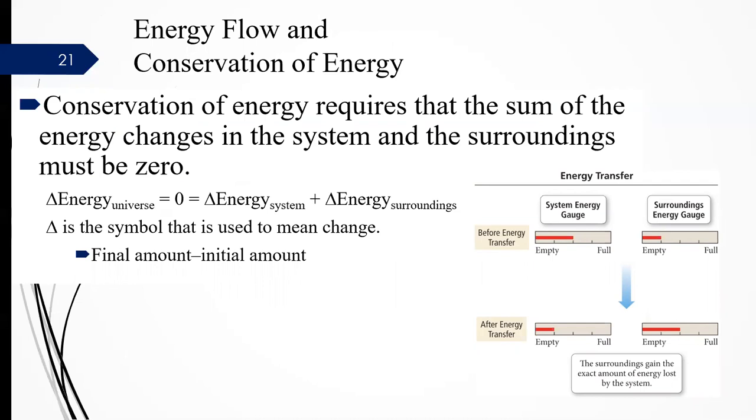is 0. And so the idea behind that is that anything that we put in for the system, we find in the surroundings. Anything that got taken from your surroundings ended up in your system. And so this delta sign is used often in thermodynamics because it's the symbol that means change. So the change of the energy of the universe is 0. We don't create any, we don't lose any. And the reason why we use the change sign is because that's going to be the final amount minus your initial amount. And so that change in the energy of the system plus the change in the energy of the surroundings is always equal to 0.